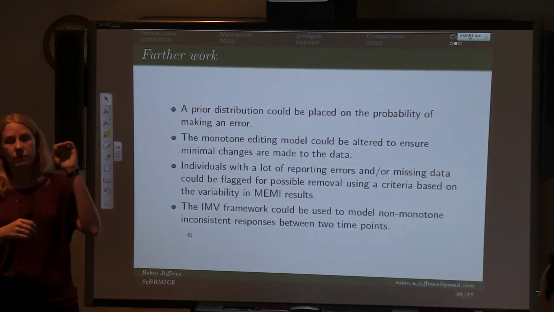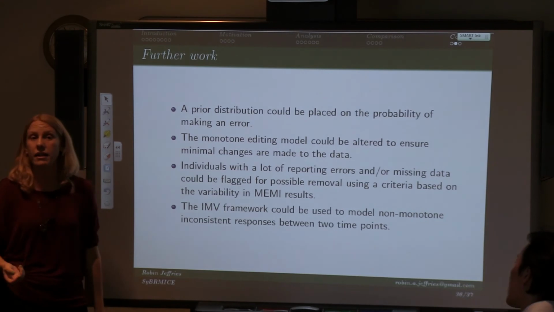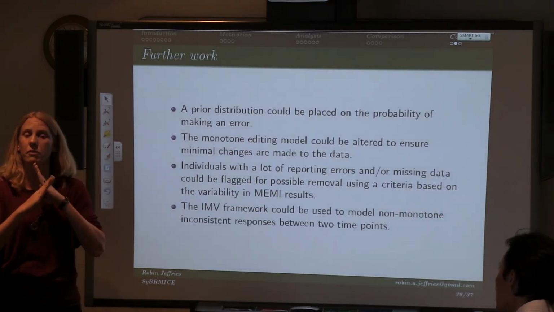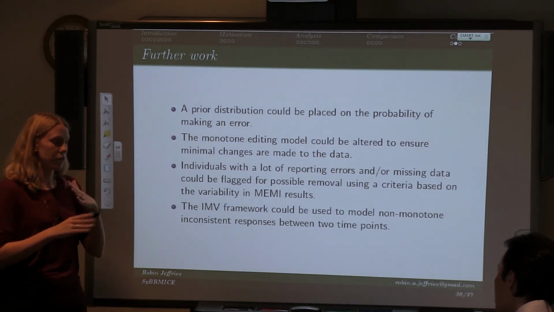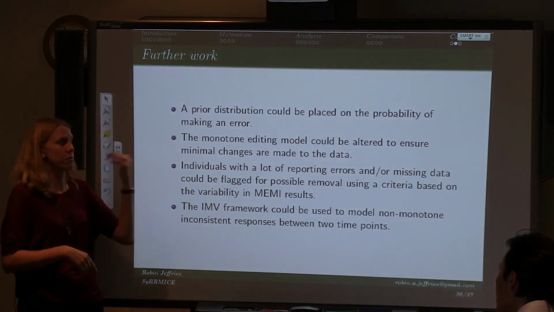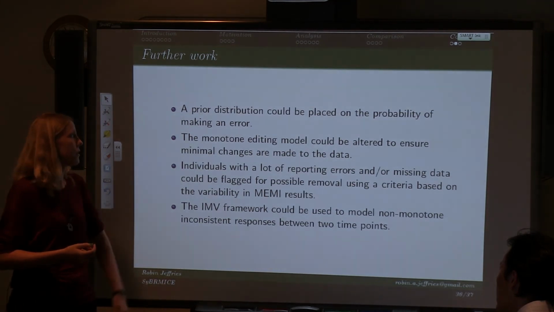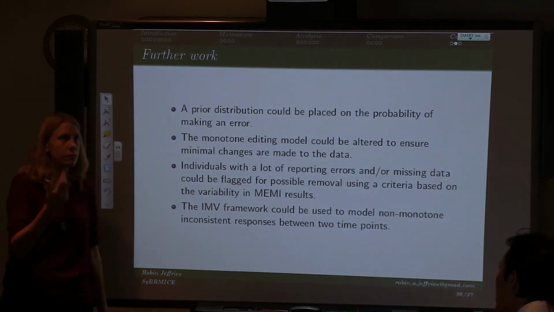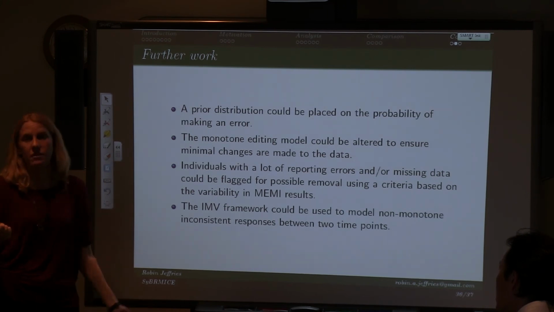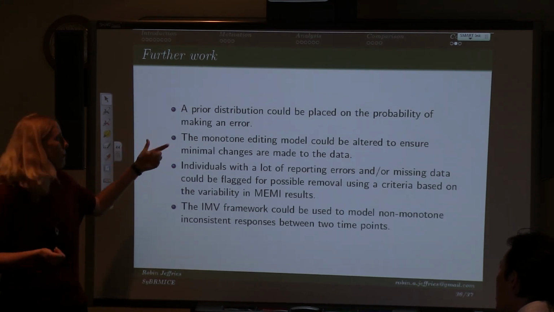So there's a lot of additions. A prior could be placed on the probability of making an error. I use the pi in the 2x2 table for the inconsistent multivariables, but you could also put the probability of making an error in the genders, which could be a function of how many times they took the survey, how many times they reported yes or no, or male or female.